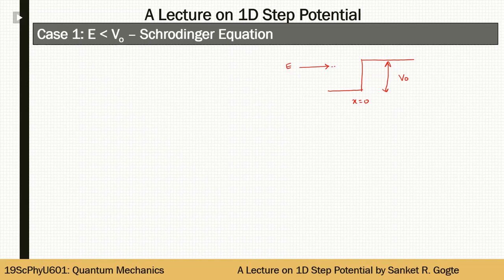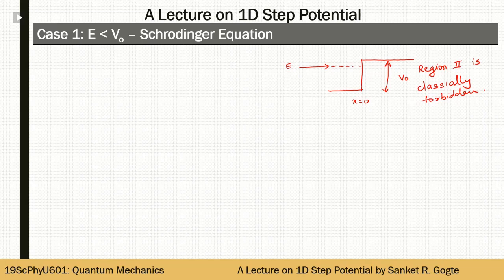So the particle has kinetic energy less than the height of the step, and therefore classically region 2 is forbidden. So region 2, let me note it down, is classically forbidden. Naturally, because the kinetic energy of the particle is not more than the potential, and the particle doesn't have sufficient energy to cross the step, to cross that boundary. And now let's see what we get quantum mechanically.